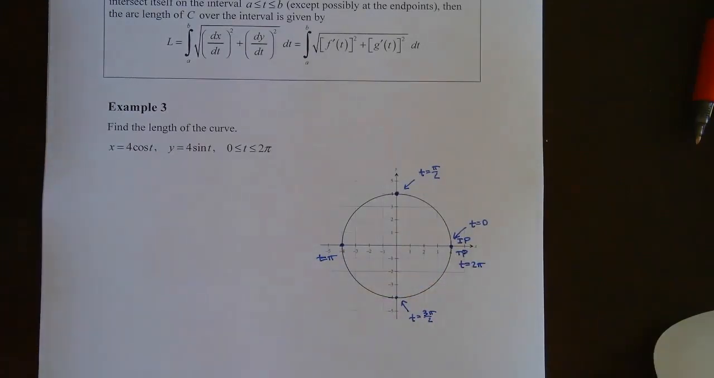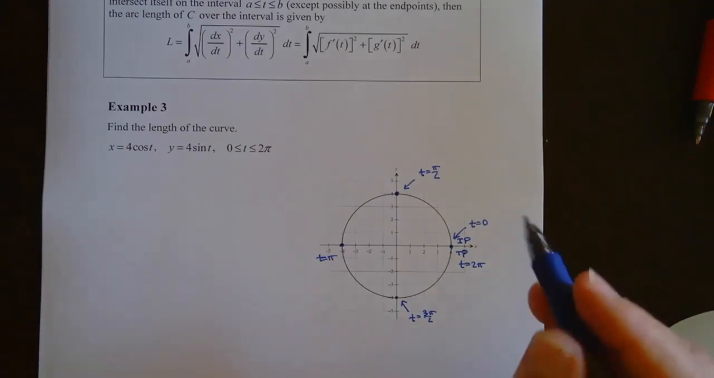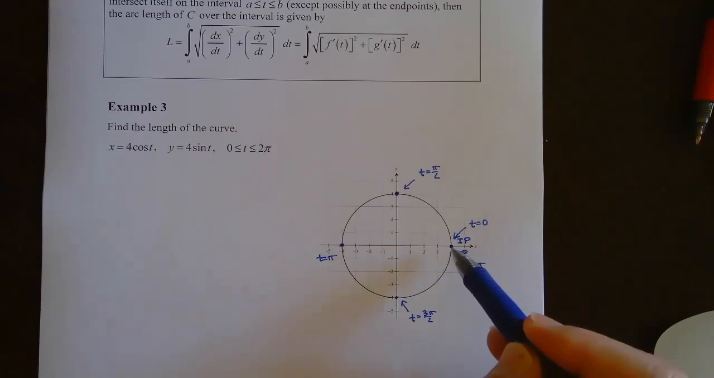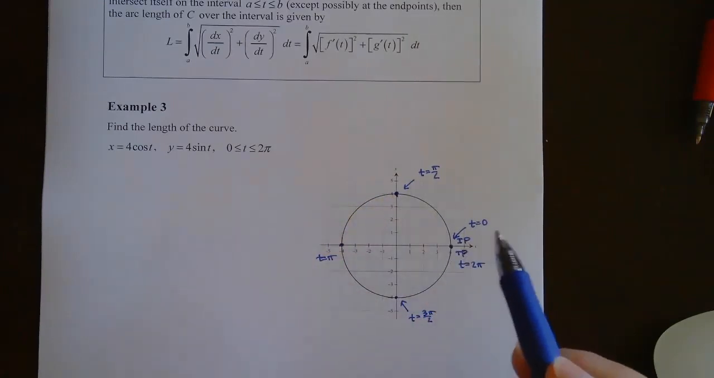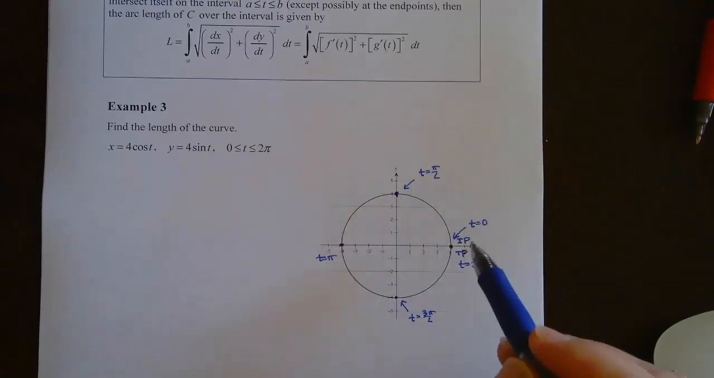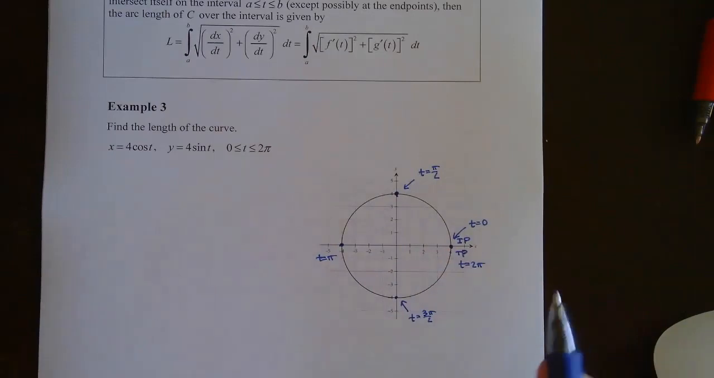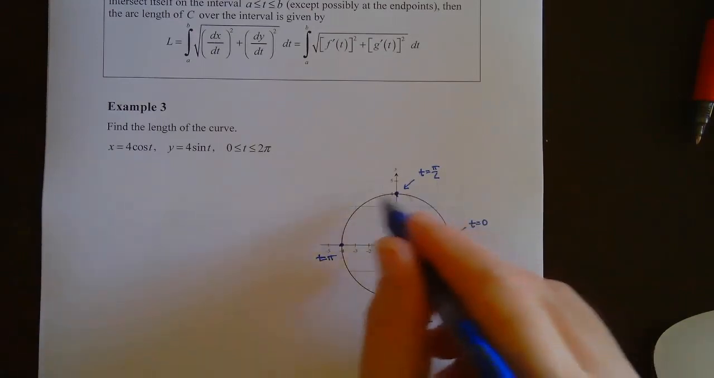Now, to take advantage of the symmetry, this is a circle. So if we integrated from t equals 0 to t equals pi over 2 and multiply that arc length by 4, we would have the entire thing. Now I just gave it away kind of. This is a circle. What would this arc length be?